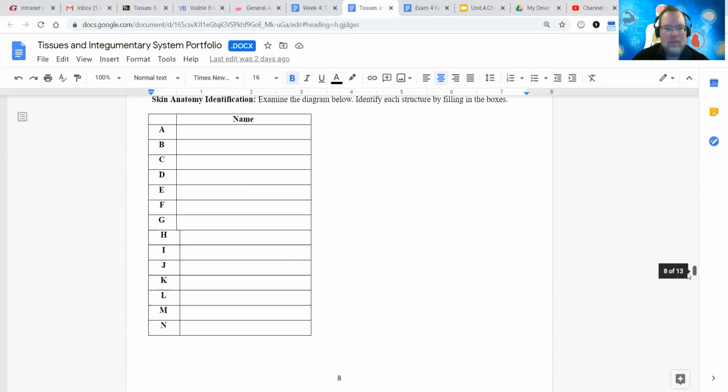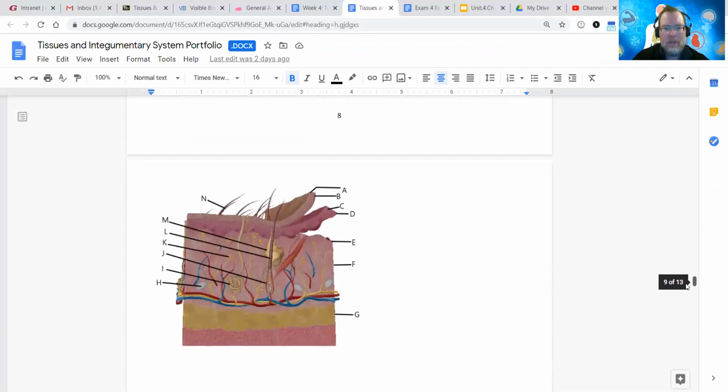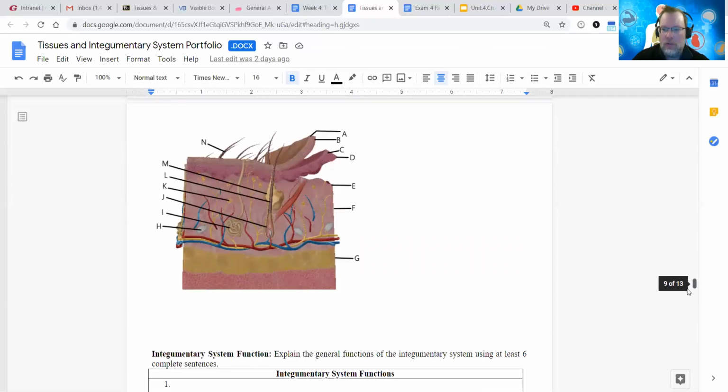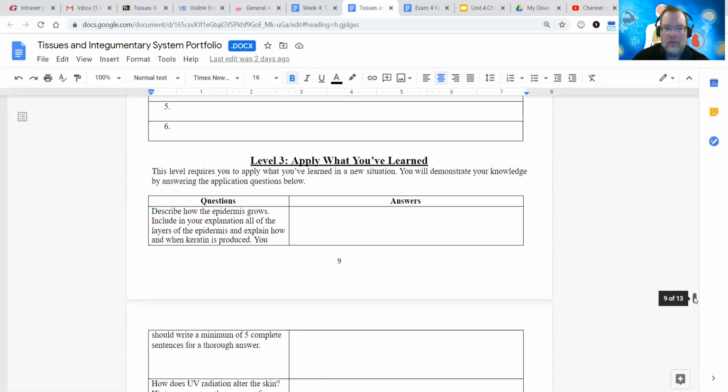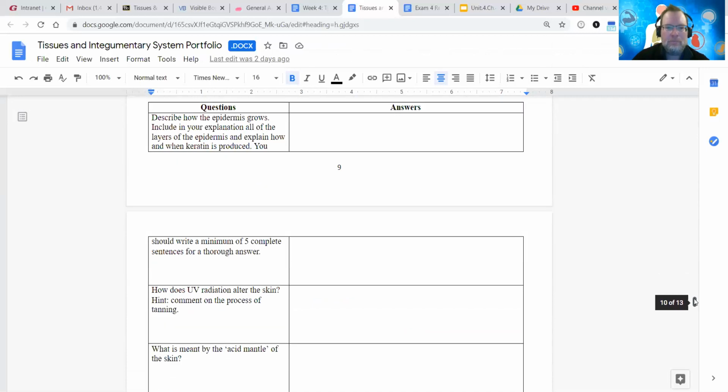identification of the skin. Okay, so you've got a skin model there, and that's also going to be in Visible Body. It's also in your slides, so you should be able to make those identifications, and then a couple of skin functions. Okay. And also where it says a minimum of 5 sentences, minimum of 2, minimum of 3. Again, I'm not strict on that either. If you want to do bullet points, that's fine too.